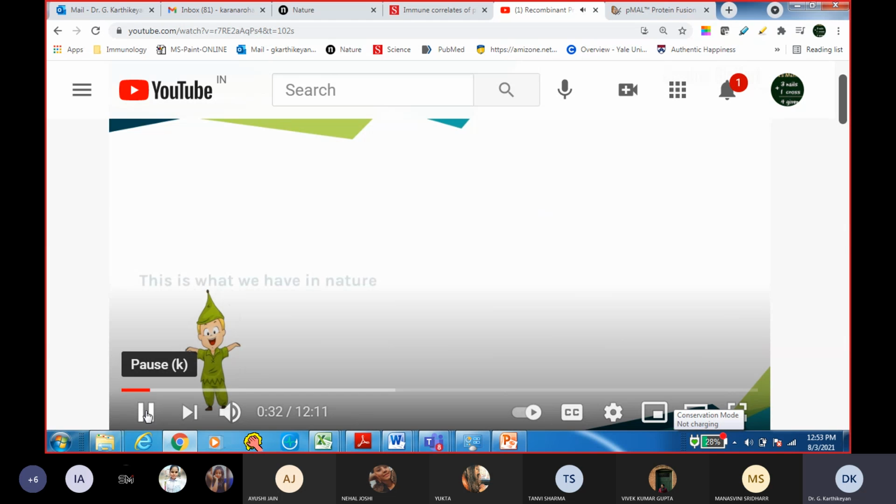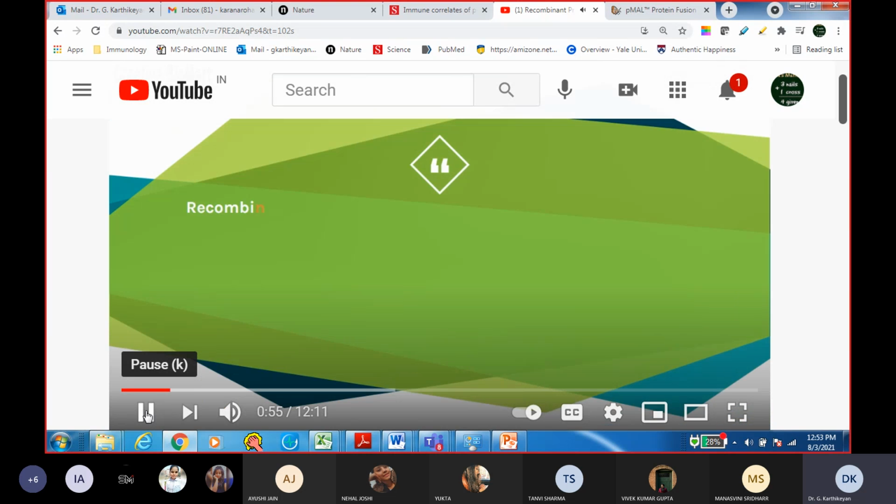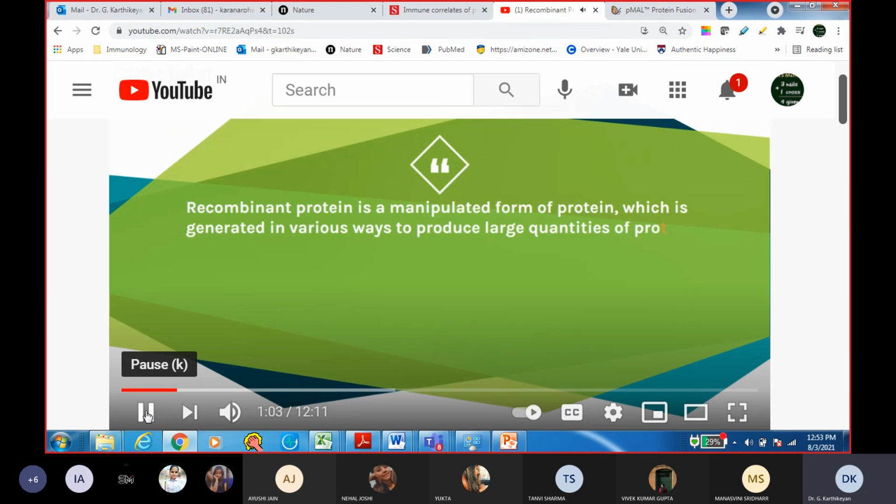However, when we want to study the structure, function, mechanism, pathway, or other facets of these proteins, we will find that the quantities are not sufficient from nature's source. In that case, we need to produce high quantity and purity proteins in a short time and at low cost in our lab. Thus, recombinant protein technology is required. Recombinant protein is a modified form of protein, which is generated in various ways to produce large quantities of proteins, modify gene sequences, and manufacture useful commercial products.